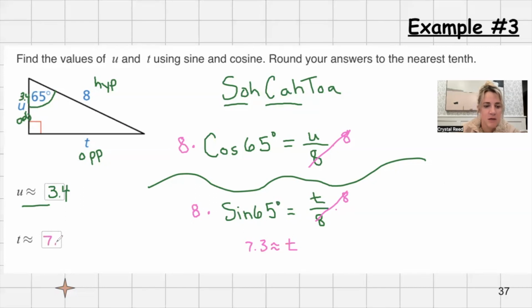And again, you could have used the Pythagorean theorem. You also could have found this angle right here and used that angle, all sorts of different options, but it should get you to the same thing in the end. And we do have one more example. It's a real life example. So let's give that one a go.